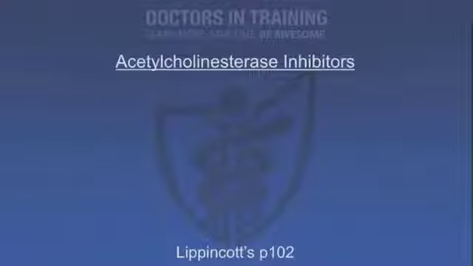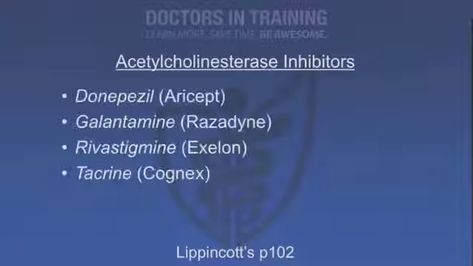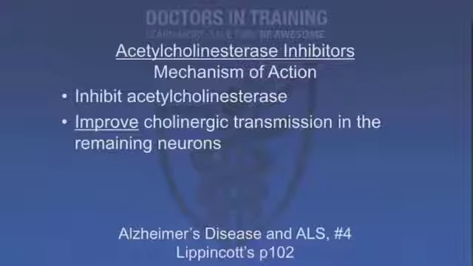So first we'll talk about acetylcholinesterase inhibitors. These are drugs like donepezil, galantamine, rivastigmine, and tacrine. All these work by the same mechanism. Remember we talked about progressive loss of cortical cholinergic neurons that's associated with memory loss. So in theory, if you inhibit acetylcholinesterase, you can improve cholinergic transmission in the neurons that are still around, the neurons that are still functioning. So all these drugs we just mentioned are non-competitive inhibitors of acetylcholinesterase, except for galantamine, which is a competitive inhibitor of acetylcholinesterase.